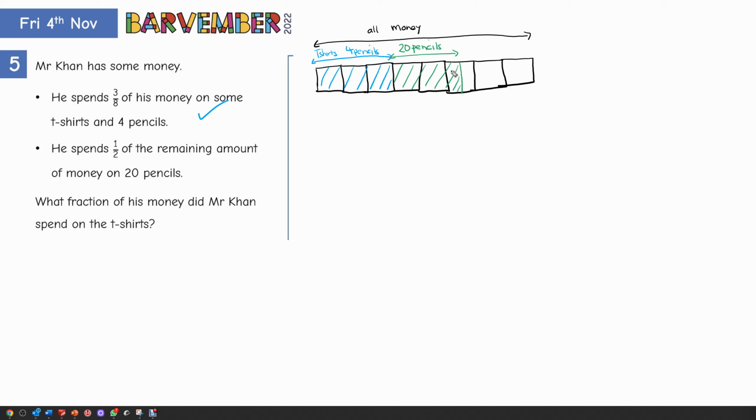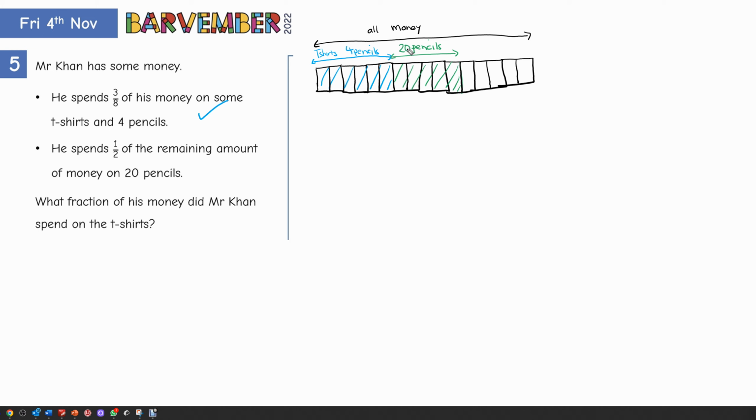But notice I did a half part here. I've divided one of my parts into two. So when I do something like that, I need to divide all of the parts into two because I want to keep them as equal parts. So instead of having the 8 equal parts that I started with, I've now got 16 equal parts in this model.